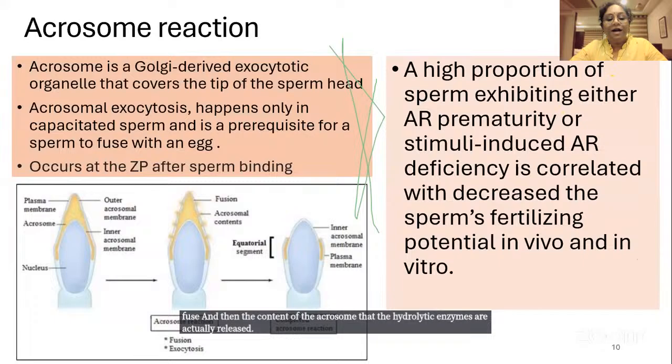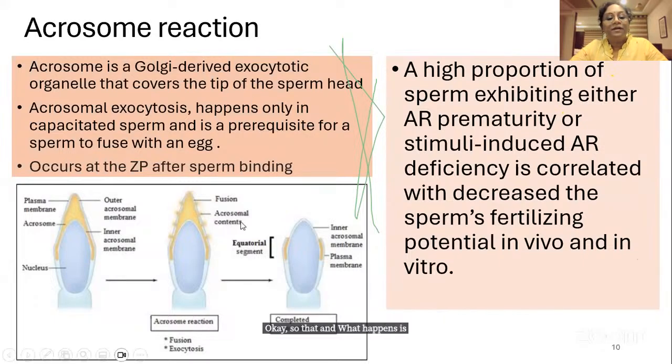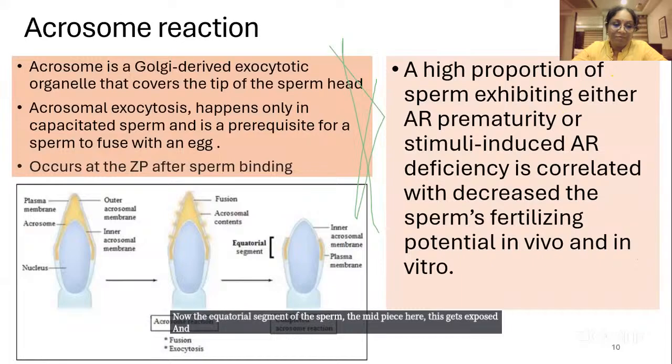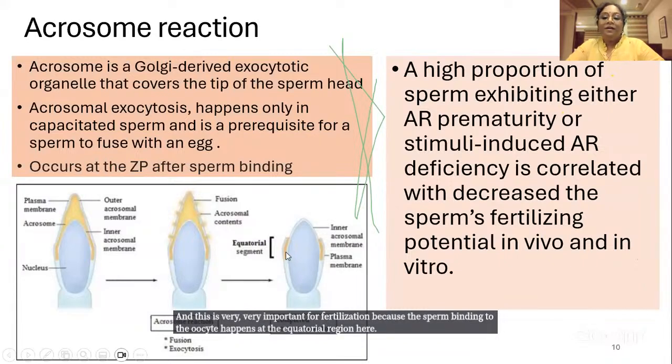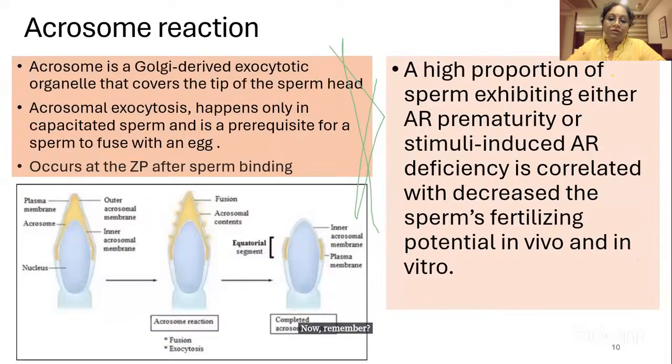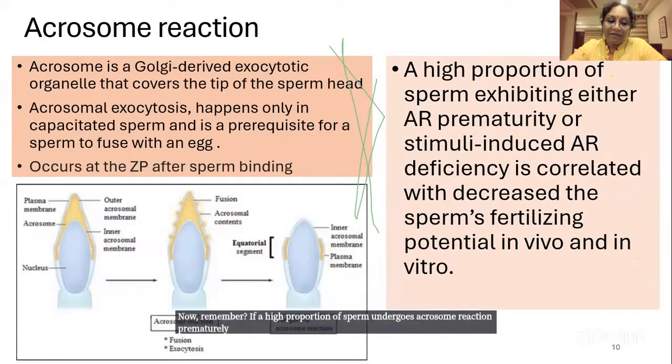When the hyaluronidase and then acrosin are released, the equatorial segment of the sperm, the mid piece here, gets exposed. This is very, very important for fertilization because the sperm binding to the oocyte happens at the equatorial region here. Now, remember, if a high proportion of sperm undergo acrosome reaction prematurely, or there is an acrosome reaction deficiency in the sperm, both are correlated with decreasing fertilizing potential of the sperm in vitro.